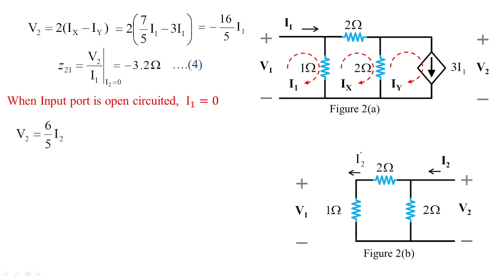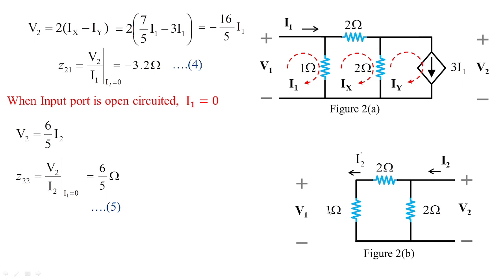When 2 and 1 are in series, the entire combination, that is 3, is in parallel with 2. So it becomes 3 into 2 divided by 3 plus 2, which is 6 by 5. In fact, V2 in terms of I2, I'm going to get as 6 by 5 ohms. Is this clear how we got Z22? Now, what is V1?